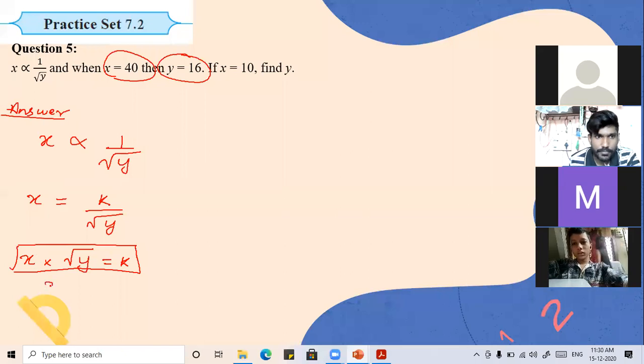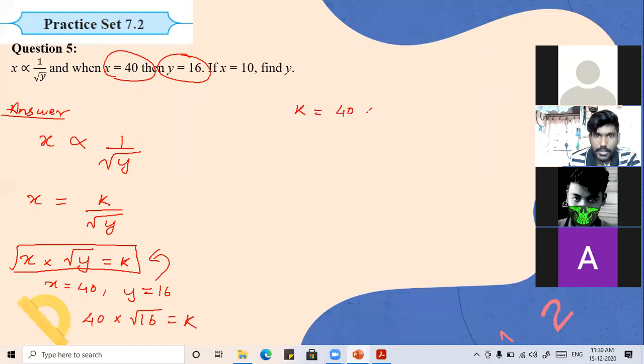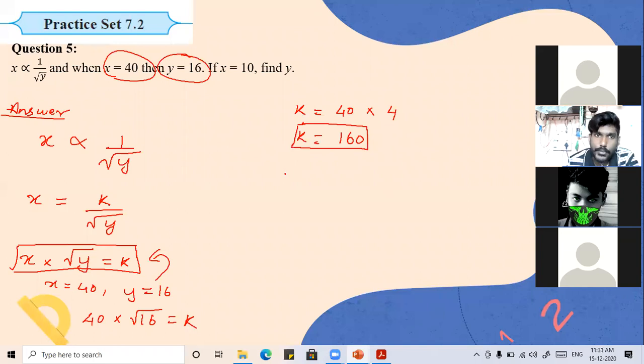Now in the question, x is 40 is given and y is 16 is given. Substitute these values here and find out the value of k. So this will be 40 multiplied by root of 16 is equal to k. Square root of 16 is 4. So write 4. And 40 multiplied by 4 will be 160. Very good. Now we have got the value of k.